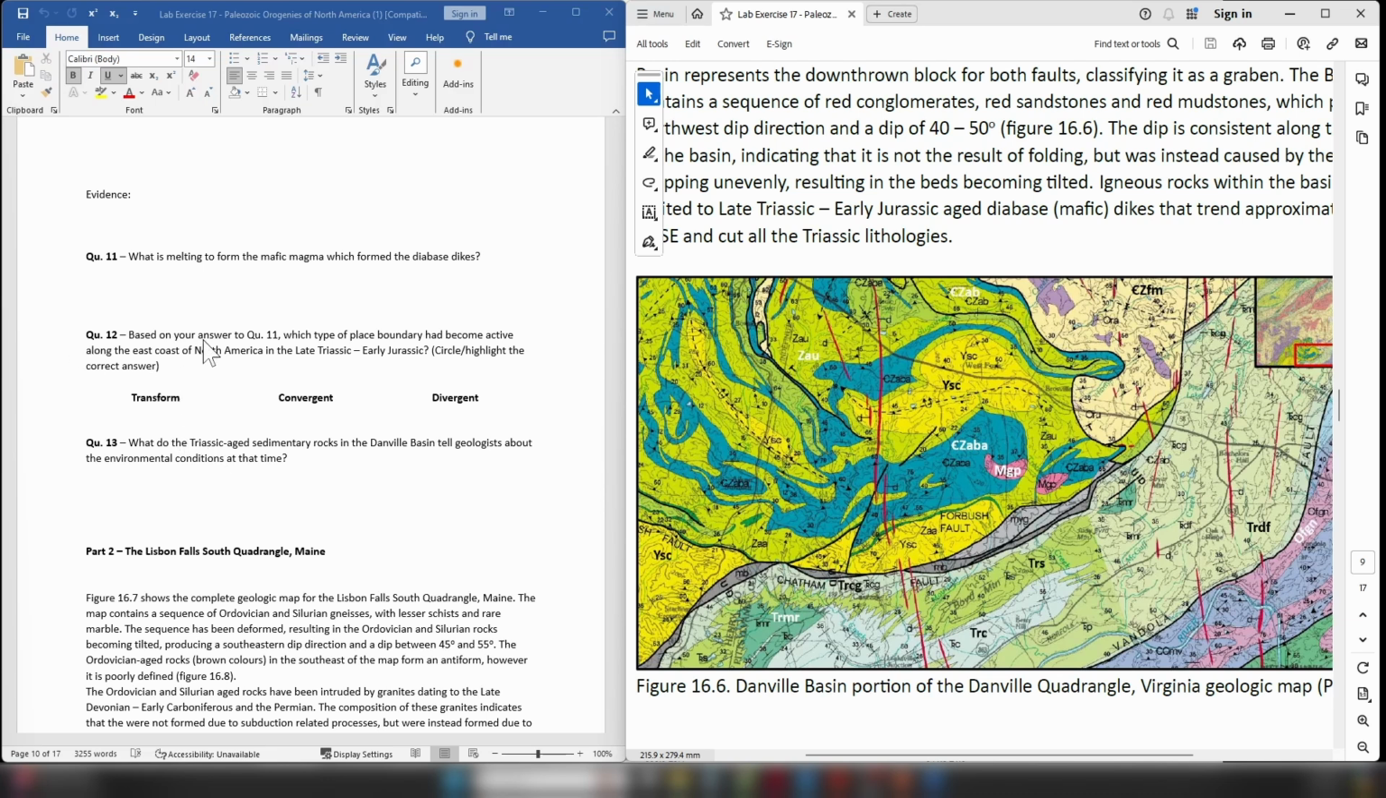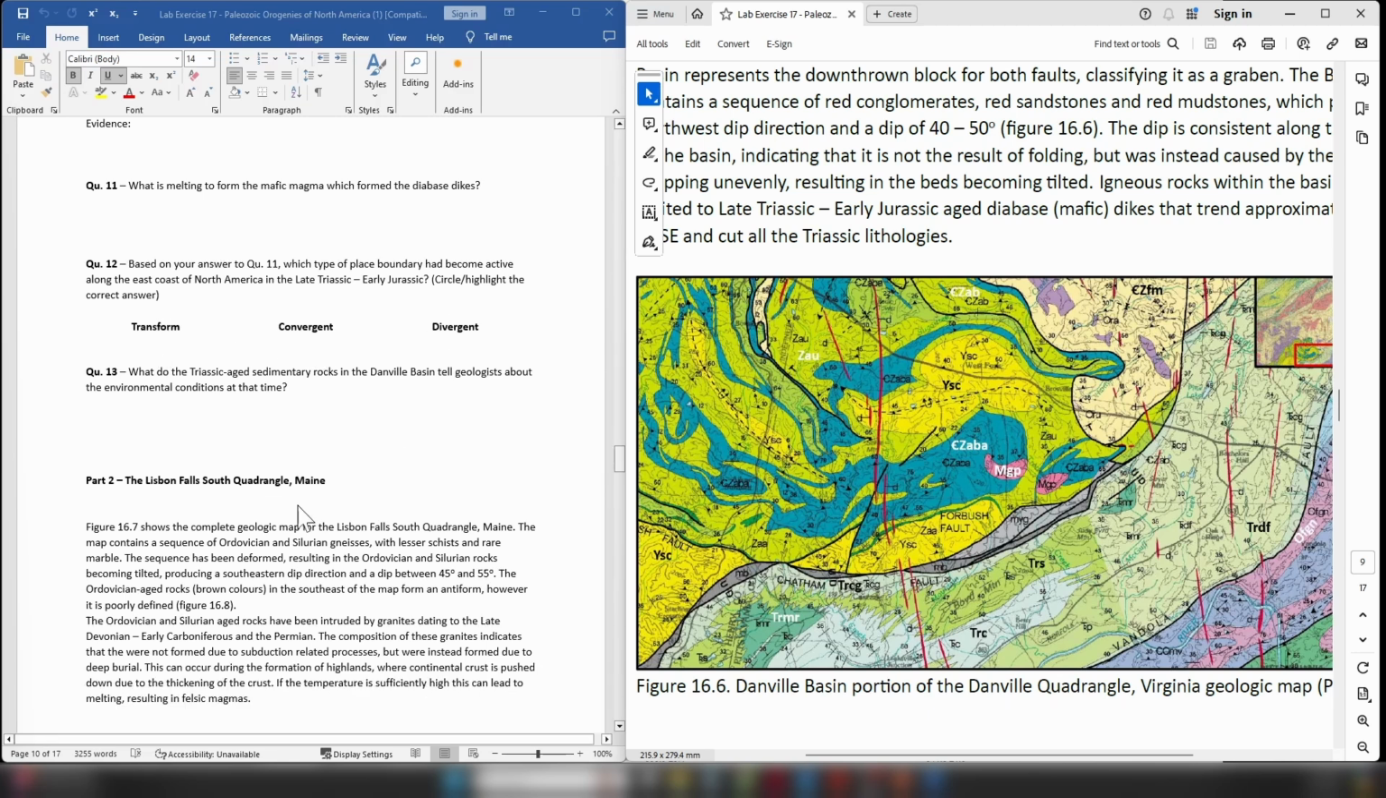Question 12. Based on your answer to question 11, what type of plate boundary, excuse the spelling mistake there, had become active along the east coast of North America in the late Triassic to early Jurassic? So do we have transform tectonism, convergent tectonism, or divergent tectonism? And finally, question 13. What do the Triassic age sedimentary rocks of the Danville Basin tell geologists about the environmental conditions at the time? Once again, I touched on that when I was talking about the map area a few minutes ago.